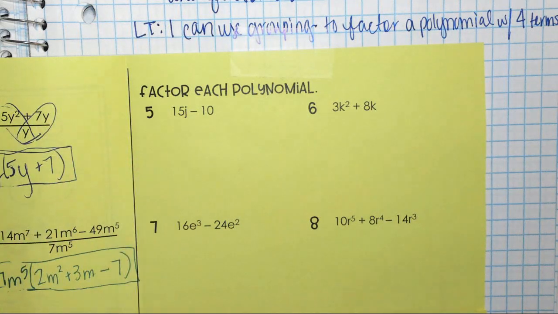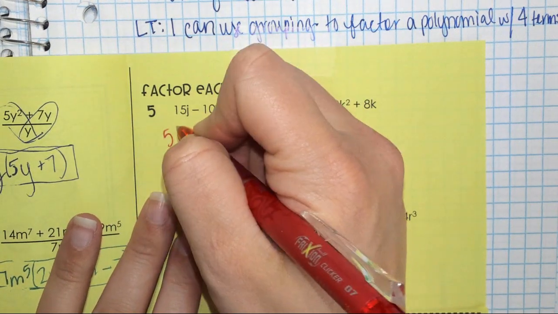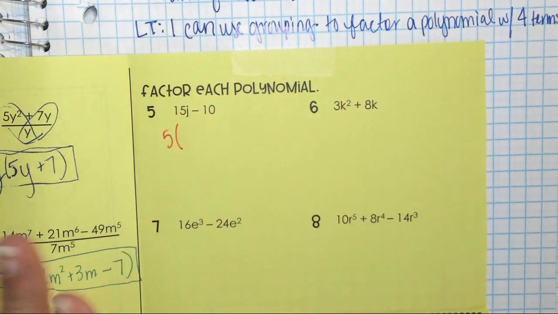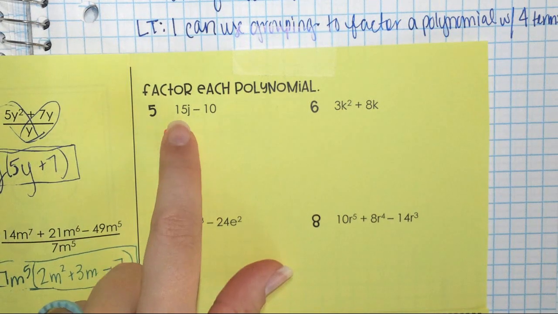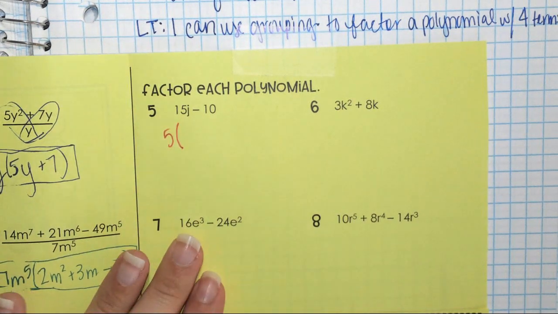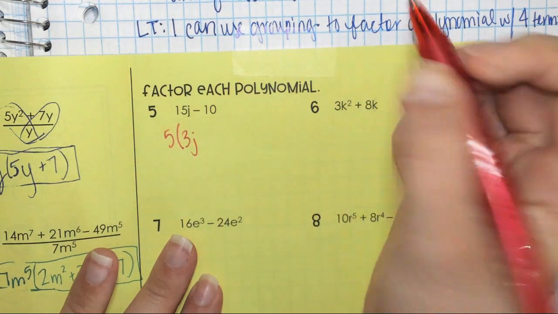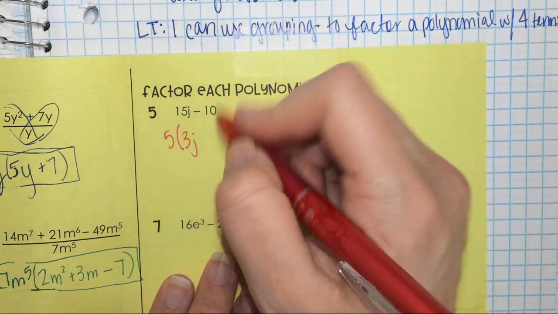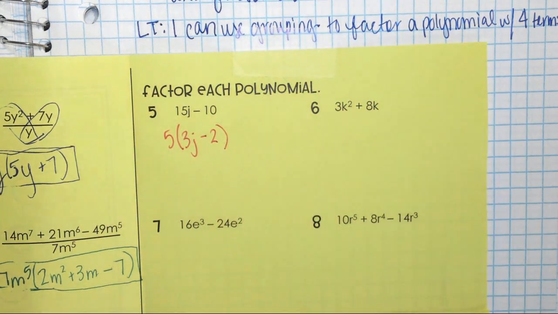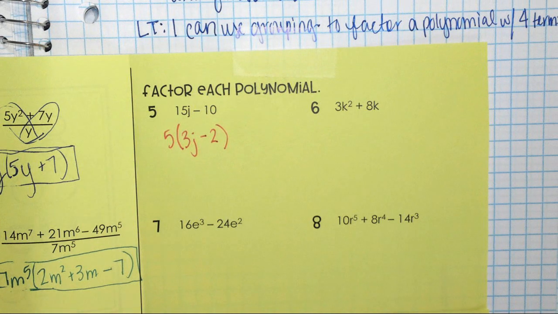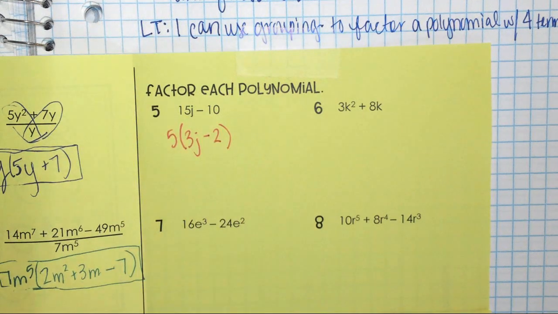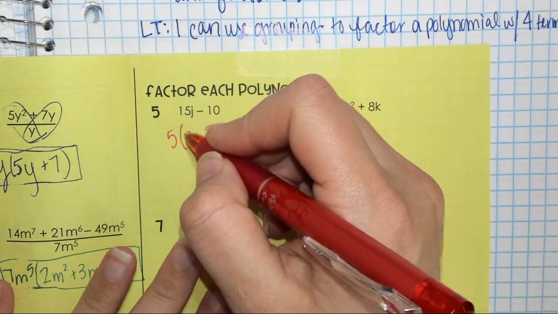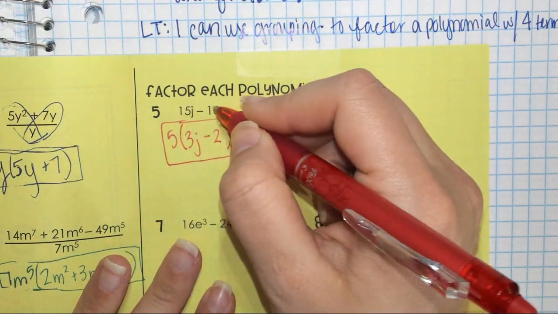5. Do they have a letter in common? No, they both don't have a J. So we're going to bring 5 to the outside. Now what is 15J divided by 5? 3J. And then what is 10 divided by 5? So then it's minus 2. Why did I put a minus 2 and not a plus 2? Because it's subtracting. It's a minus 10 right here.